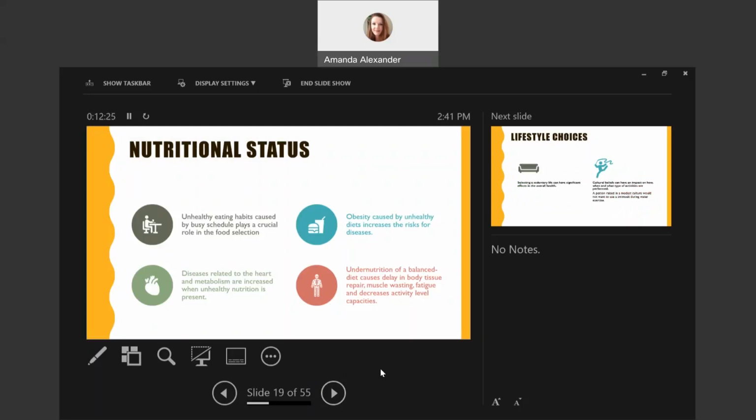Some things that we have to consider are their nutritional status. Unhealthy eating habits, unhealthy diets increase the risk of disease. Diseases related to heart and metabolism are increased when unhealthy nutrition is present. Undernutrition, an unbalanced diet, causes delay in body tissue repair, muscle wasting, fatigue, and decreased activity level capacities. They have a reduced energy output.